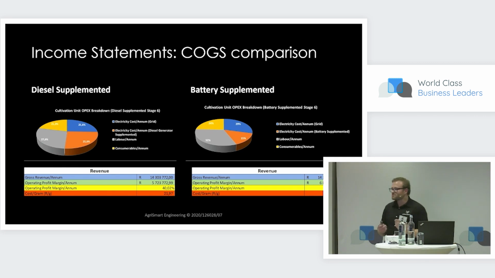Essentially, it does not make sense to go with a diesel supplemented solution. You have 7% less operating margin, and your cost per gram is much, much more. Naturally, this comparison does not include solar PV, but the more solar PV you invest in, the larger your capex, but the larger your operating margin. So the goal is to find the best balance between these points.